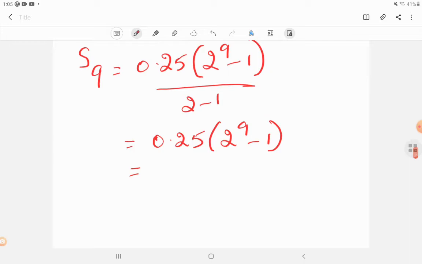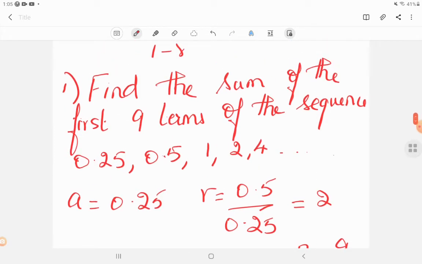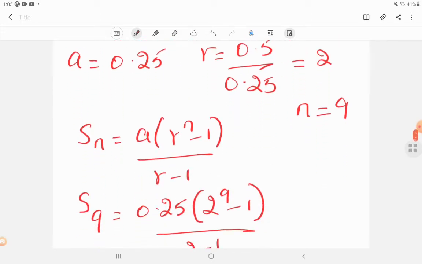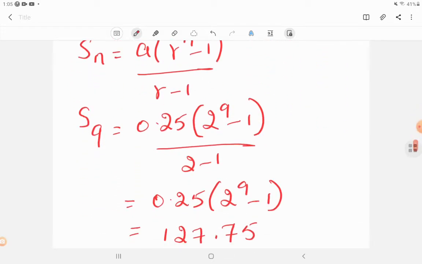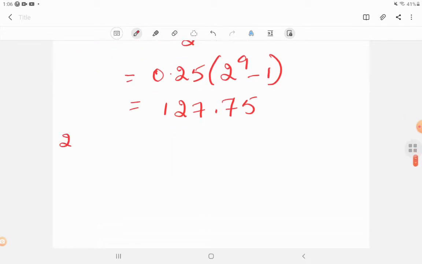So first we evaluate what is there in the bracket. Use your calculator. Type in the value. So find the value of 2 to the power of 9, and then you subtract 1 from it, and then you multiply with 0.25. So we get the value 127.75. So in this sequence, instead of just adding up all the 9 terms together, we use just a formula which makes it much simpler. So just using this formula, we have found that the sum of the 9 terms of the sequence adds up to 127.75. Let's do another example.